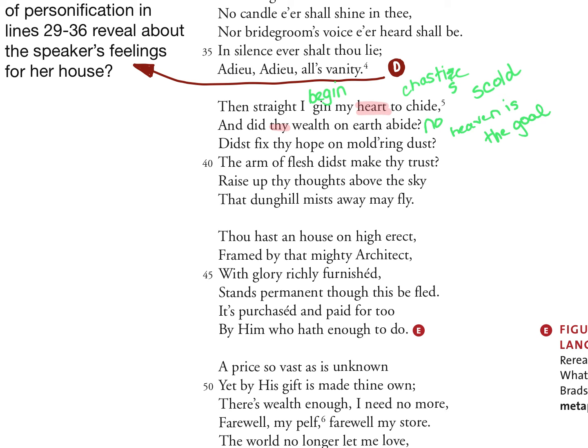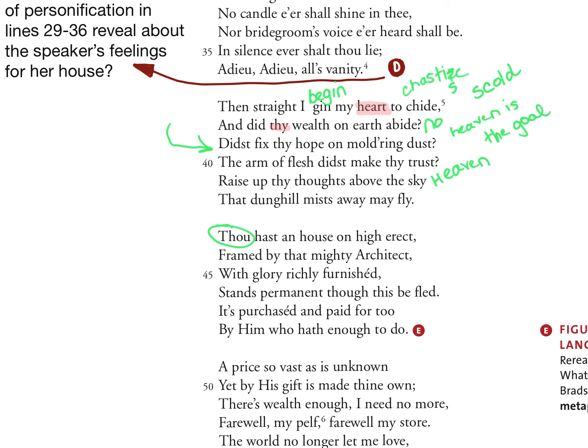Okay? So she continues to talk to her heart and says, did you fix your hope on moldering dust, things that were meaningless? The arm of flesh, is that what you were trusting in? Raise up your thoughts above the sky to heaven. Dunghill mists away may fly. These things, these earthly things may fly away. They're meaningless and they can be taken.